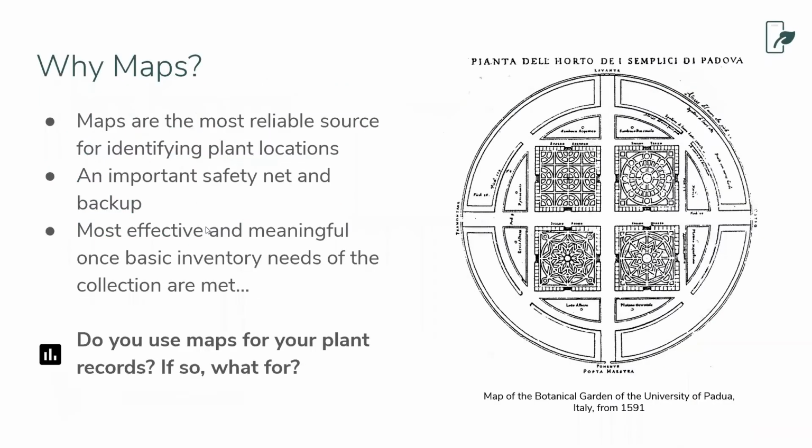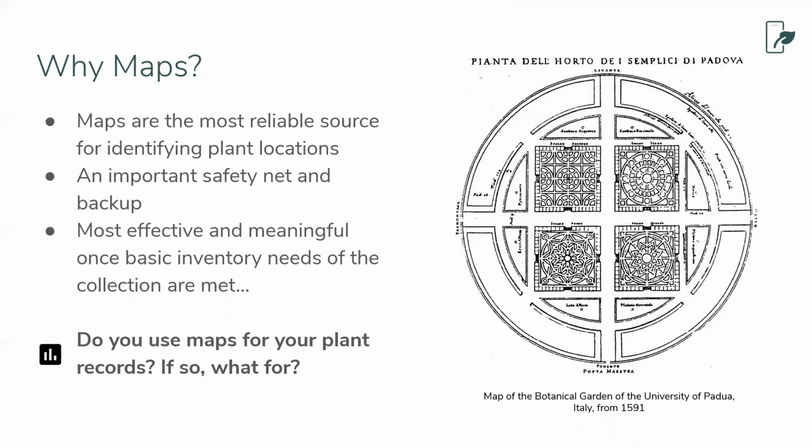And we also know that maps are a very important safety net and a backup, especially when display labels and accession tags can get removed, stolen, or vandalized. I know some of you have some interesting stories of animals or squirrels eating your tags. So having a map is obviously a very important safety net. It's also very important to the management and the inventorying process for accessions. And maps are very clear and simple communication tools for representing your plant collection.